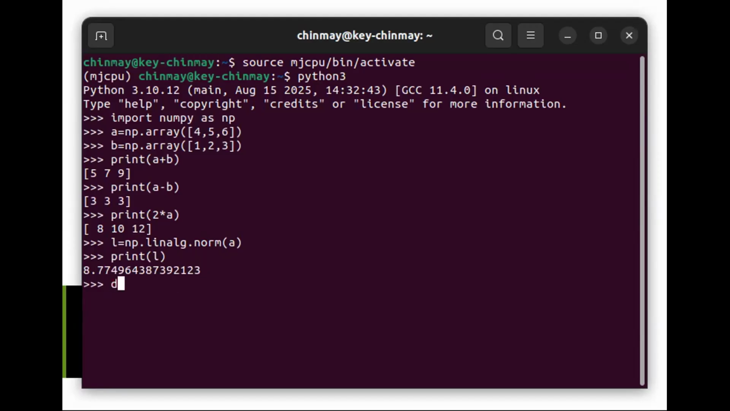Then we'll calculate the dot product. To calculate the dot product, you just have to use the np.dot function. It's very easy. You do a comma b, then you just print this value. So that is 32: 4 into 1 is 4, 5 into 2 is 10, which makes 14, and 6 threes are 18. So 18 plus 14 is 32. So this is a dot product.